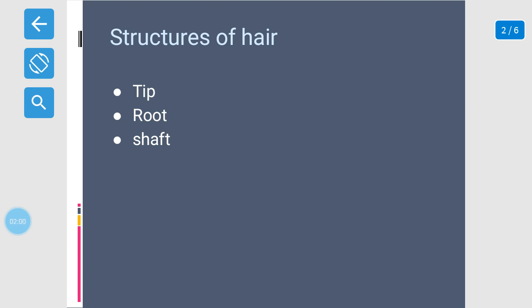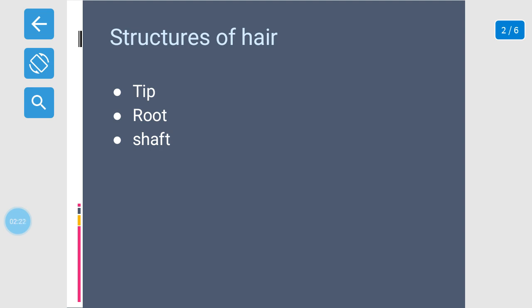And the shaft. By examining the shaft of a hair, we can find out the part of the body from which it came. Hairs from the head are generally round and sometimes oval.